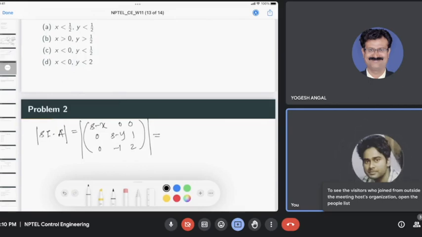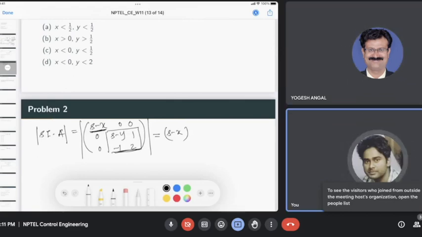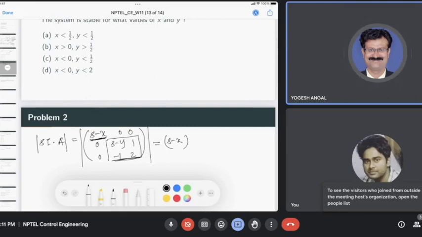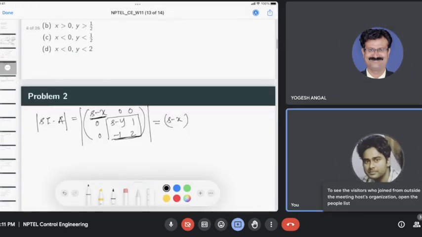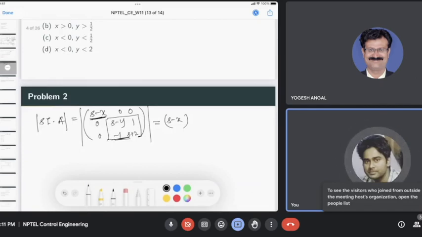So this is equal to s minus x. You can see that this block is multiplied with this, so the determinant of this multiplied with this. That should be s plus 2, na? Last element 2. S plus 2, yes, thanks. So we just take the determinant of this and multiply with this, so it's s minus y times s plus 2 plus 1. So this is equal to 0.